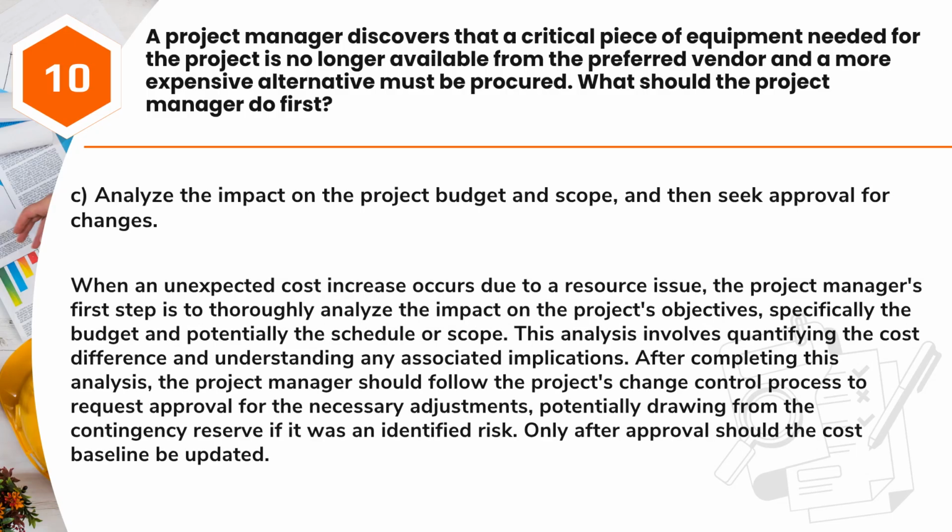Answer: C. Analyze the impact on the project budget and scope, and then seek approval for changes. When an unexpected cost increase occurs due to a resource issue, the project manager's first step is to thoroughly analyze the impact on the project's objectives, specifically the budget and potentially the schedule or scope. This analysis involves quantifying the cost difference and understanding any associated implications.